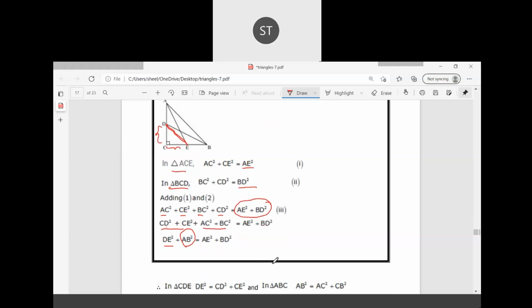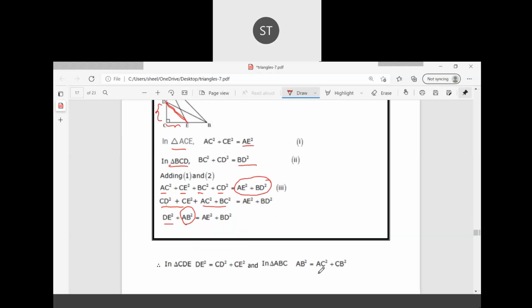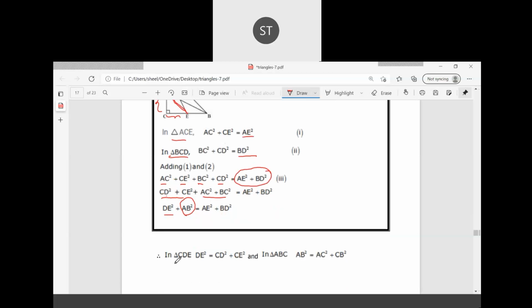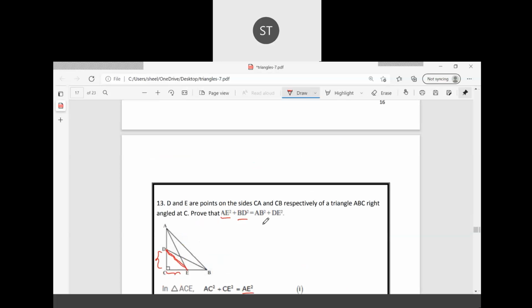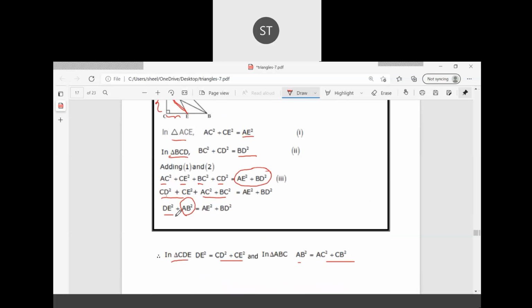So we will get DE square plus AB square. Clearly, in triangle CDE, DE square means CD square plus CE square. In triangle ABC, AB square means AC square plus CB square, right? So we replaced that, which is our required result. Just check that: AE square plus BD square equal to AB square plus DE square, that we got here.